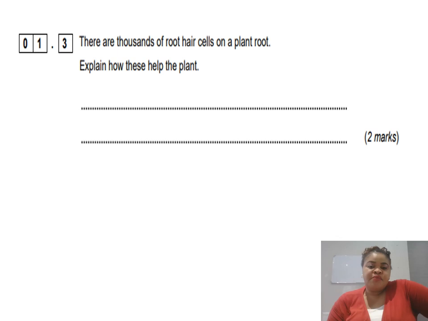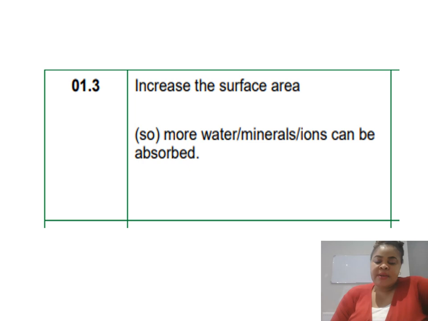There are thousands of root hair cells on plants. Explain how they help the plant. In the plant root, you have a lot of hair cells. How is this a good thing for the plant? It increases the surface area so that more water and more mineral ions can be absorbed quickly. When there is a large surface area, it's good for efficient exchange. In the lungs, because of lots of alveoli, there's an increased surface area for more efficient gas exchange.